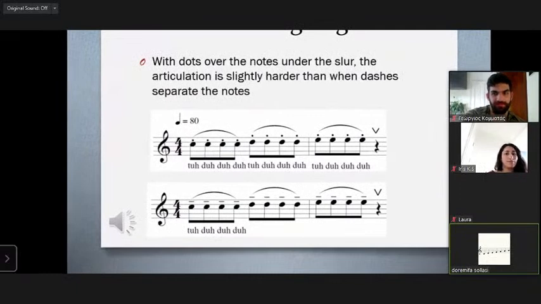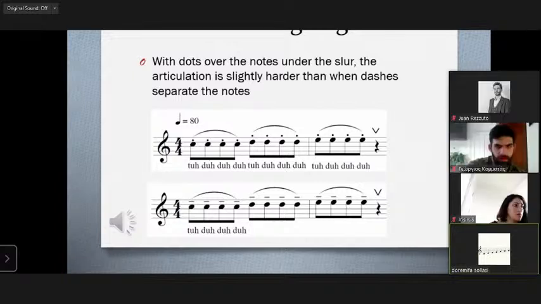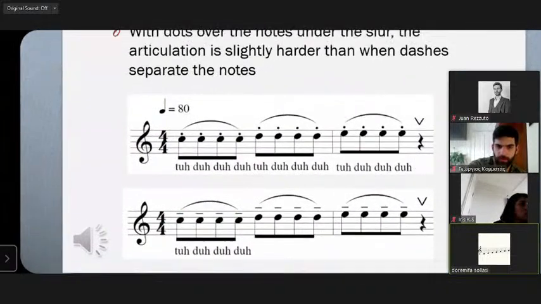It says, with dots over the notes under the slur, the articulation is slightly harder than when dashes separate the notes. So here we have two different types of soft tonguing. They are actually very similar. This one is written with dots and with a slur, and this one is written with dashes and a slur. I will zoom in a little bit.